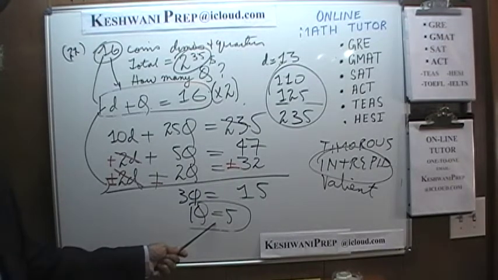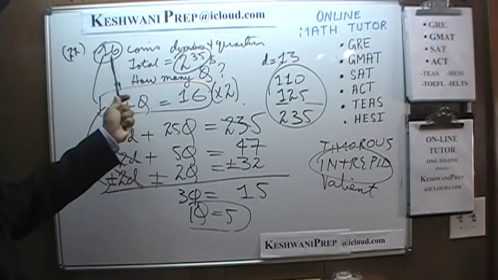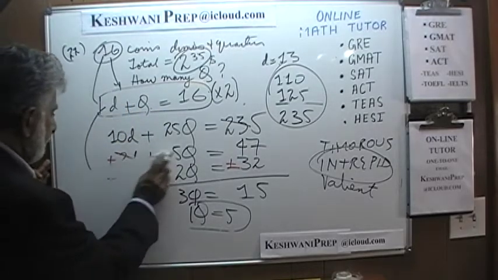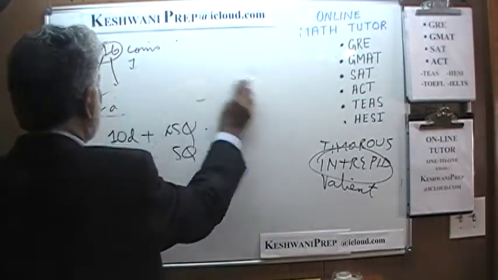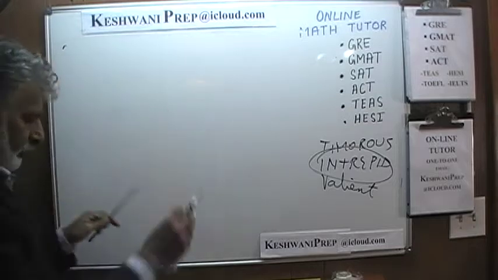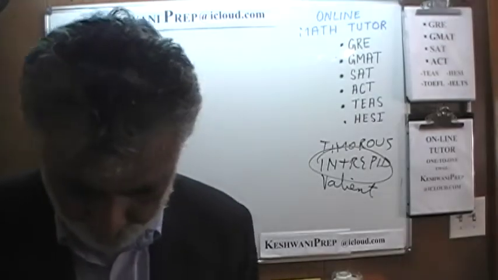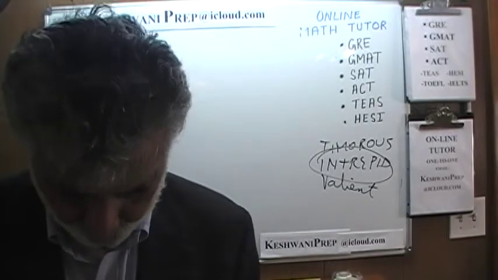Because if you have 2 more quarters, then we must have 2 fewer dimes, because they have to add up to 16 coins. We have 16 coins altogether. And the question was how many quarters we have? The answer was we have 5 quarters.